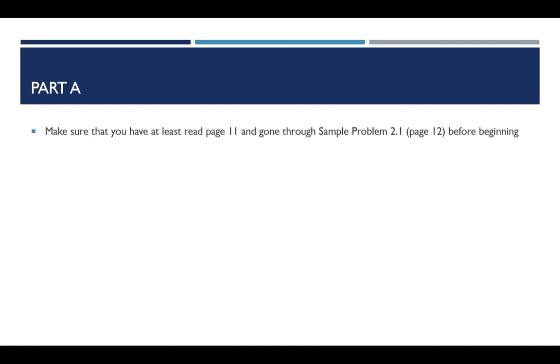So part A. First of all, make sure that you've read the introductory material, especially page 11, and that you've gone through at least the sample problem on 2.1, which is page 12, before you begin the rest. Hopefully you've already done that before even starting the video. Once you've done that, you want to answer question 1 on the pre-lab study questions, which is on page 17, and be sure to answer those in complete sentences.